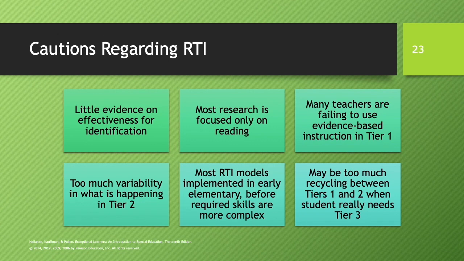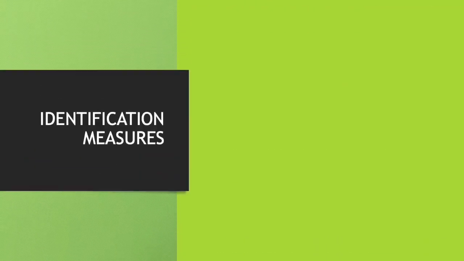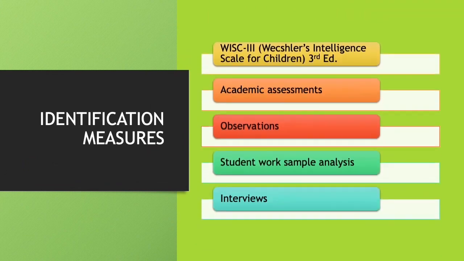much recycling between Tiers 1 and 2 when the students really need Tier 3 support, which could be considered special education. Some of the measures used in identifying learning disabilities are the Wechsler Intelligence Scale for Children, or those with 3 academic assessments: observation, student work sample analysis, or interviews.